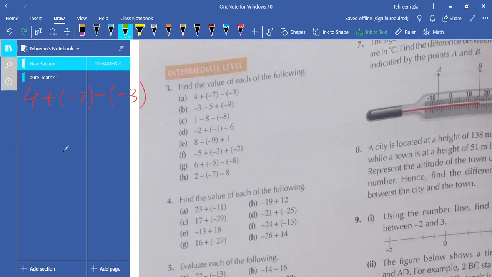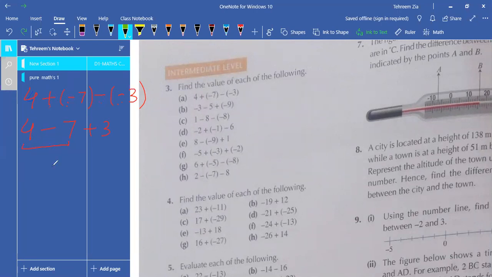So first of all, you're going to solve all the brackets. You know that plus minus, opposite signs, will be equal to minus 7. And same signs, minus minus, are going to result in plus, so it will be plus 3. So the first task is to solve the brackets. The second task is to move from left to right.